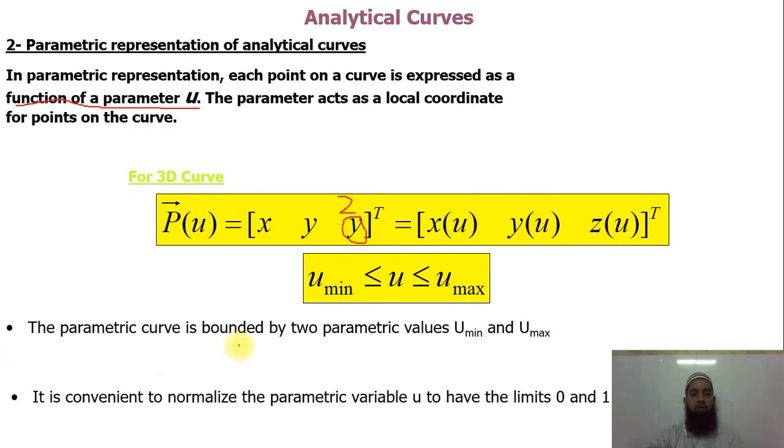The parametric curve is bounded by two parametric values, that is u min and u max, and it always has a value from 0 to 1. The value of u is always 0 to 1. It is convenient to normalize the parametric variable u, with a limit of 0 to 1, as I said above.